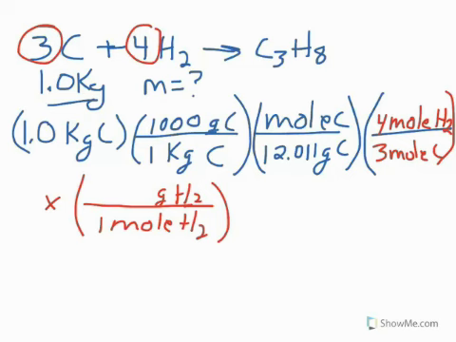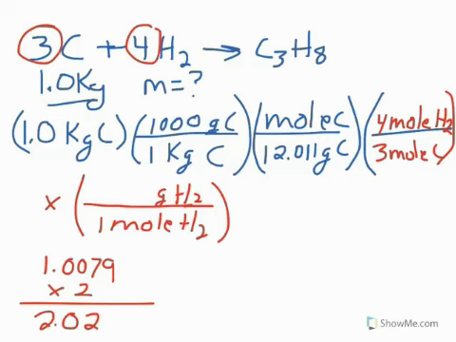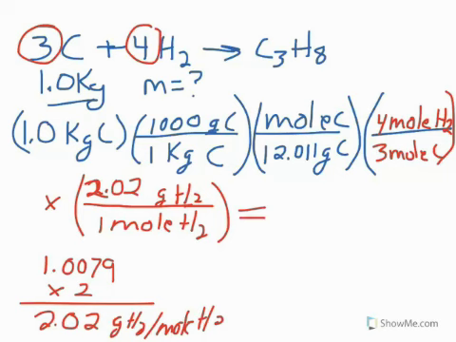It's really easy. The molar mass of hydrogen atoms is 1.0079 times 2, and that gives us 2.02, I rounded off, grams of H2 per mole. So I have 2.02 grams of H2 per mole of H2, and I'm done. That's all there is to it. So it's about finding the path.